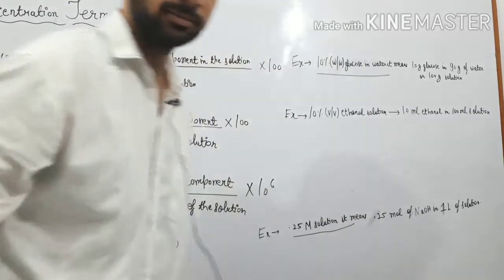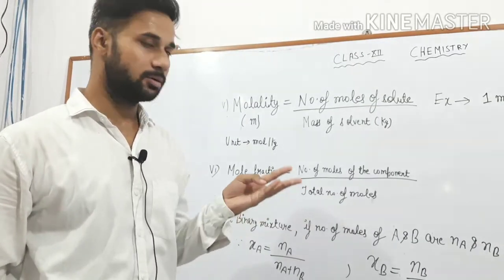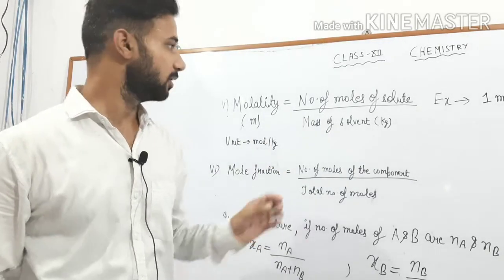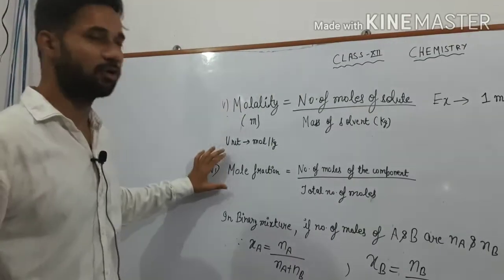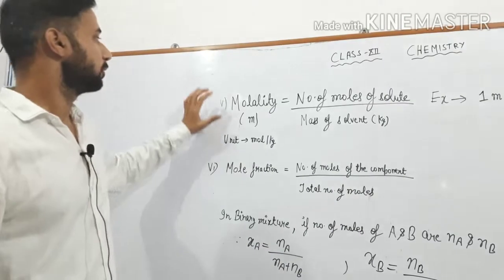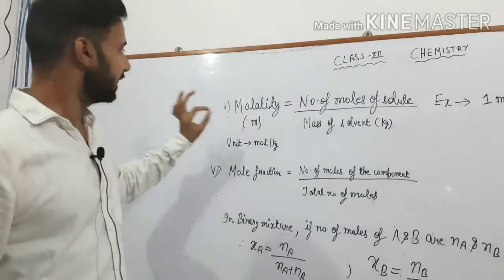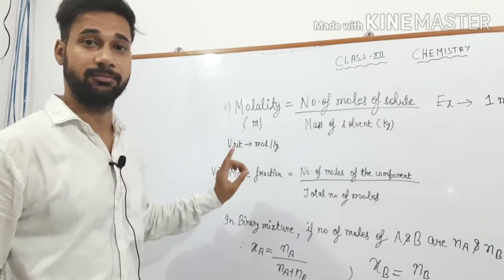Okay students, we have read the concentration terms like molarity, parts per million, mass percentage and volume percentage. Now we will understand what molality and mole fraction are. First we will read what molality is. It is denoted by small m, and molarity is denoted by capital M.